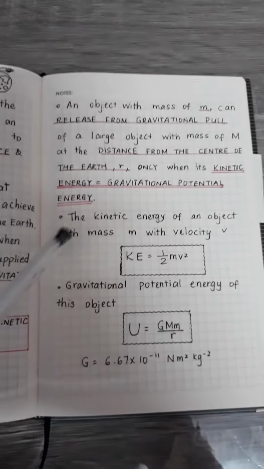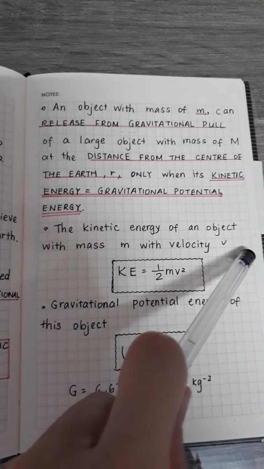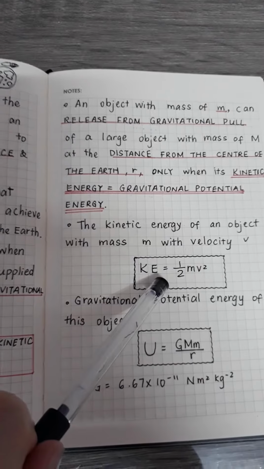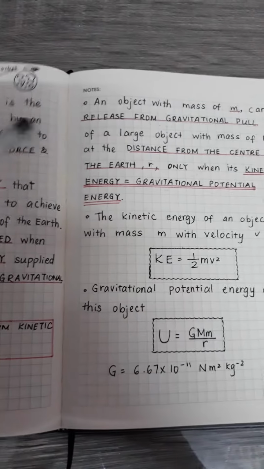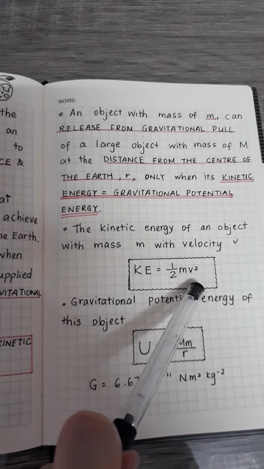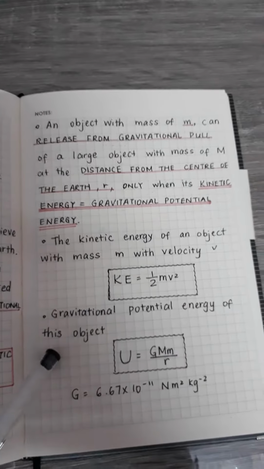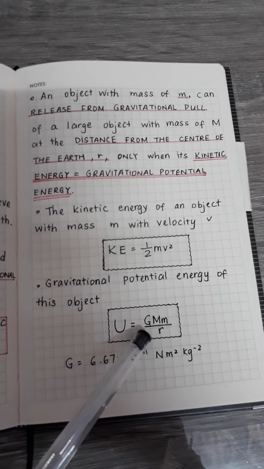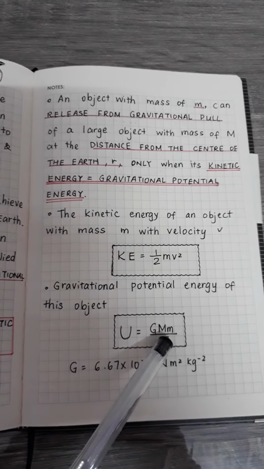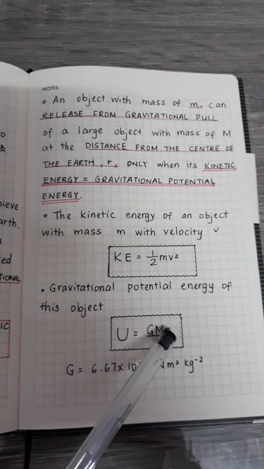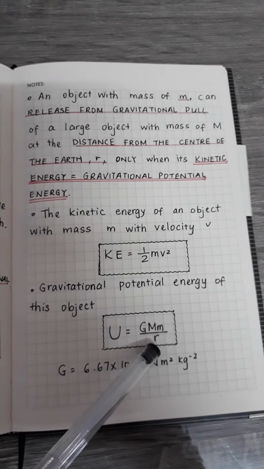So we have to look at the kinetic energy of an object with the mass of m with velocity v. KE, the kinetic energy, equals half m, the mass of, for example, the rocket, times v squared, the velocity squared. For the gravitational potential energy of this object, we use the capital letter U equal to G, the gravitational constant, times M, the mass of the Earth, and the small letter m, the mass of the object, or recall just now the example is the rocket, over the radius.